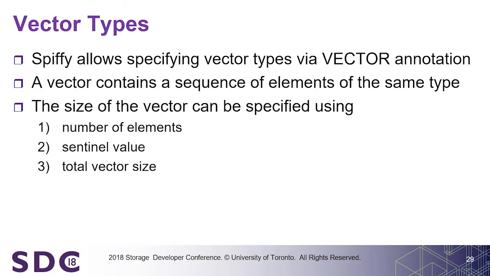Spiffy provides support for vector types through the vector annotation. A vector contains a sequence of elements of the same type. The size of the vector can be specified in 3 ways: 1, the number of elements in the vector; 2, a sentinel value; and 3, the total vector size.